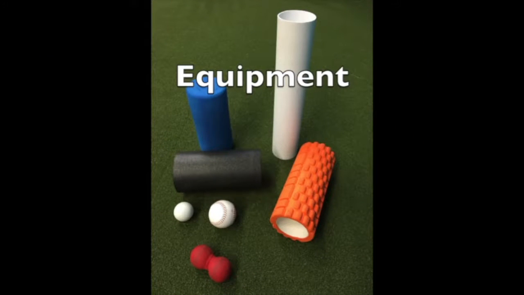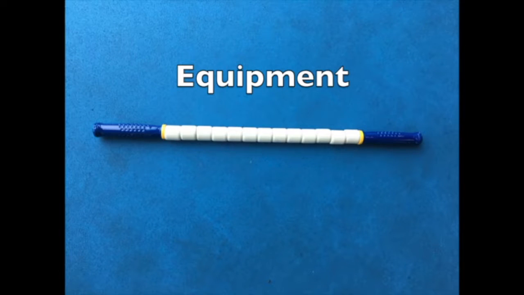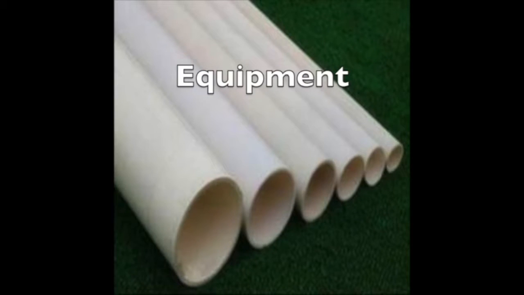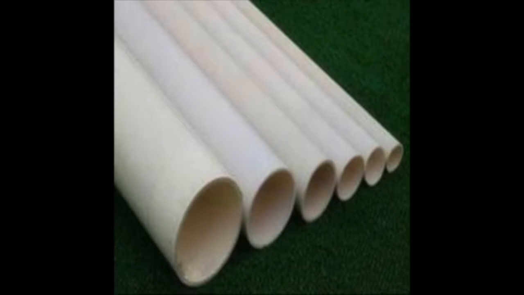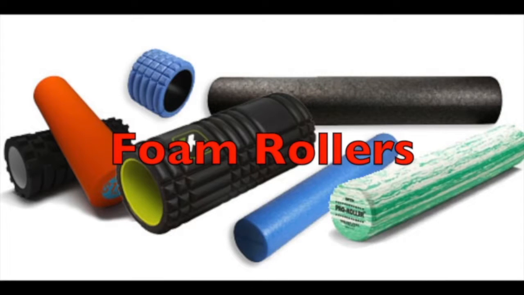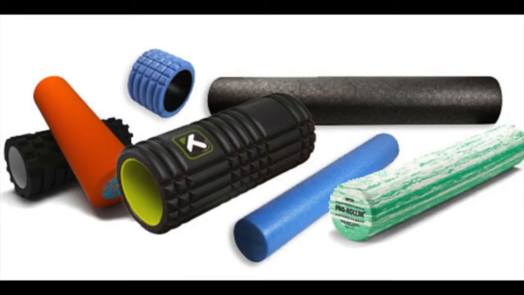In this section, we'll introduce the various types of self-management equipment and show you how to use them on different muscle areas of the body. It is also possible to construct your own self-management tools at minimal cost. Shown here are a variety of foam rollers of different lengths, composition, density, and surfaces which will give a slightly different feel when using them.